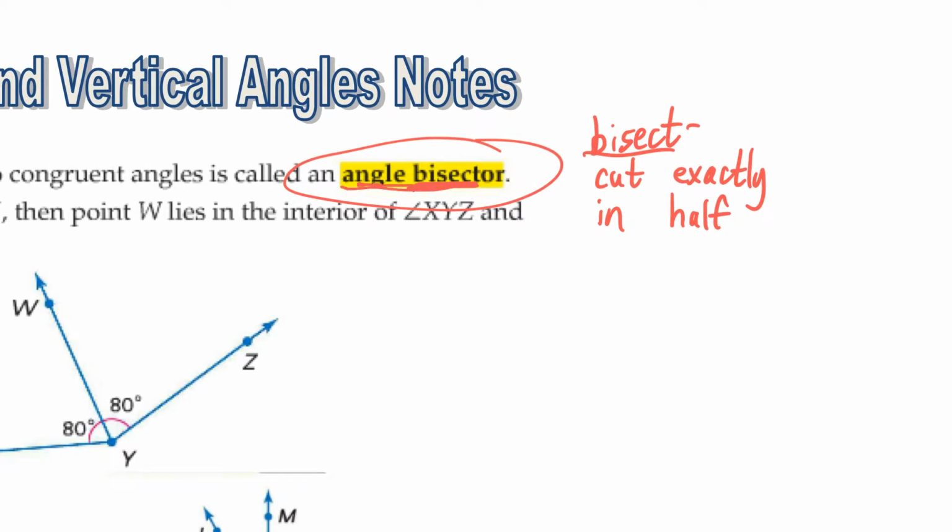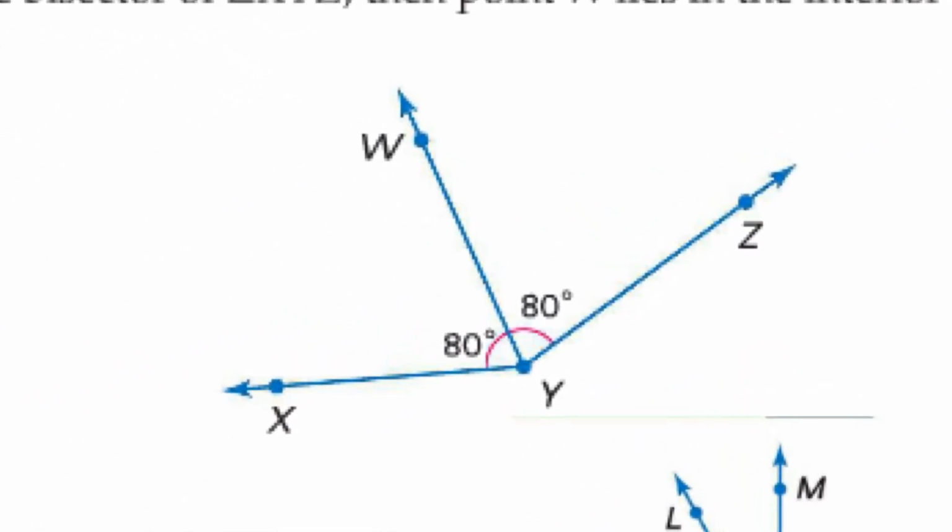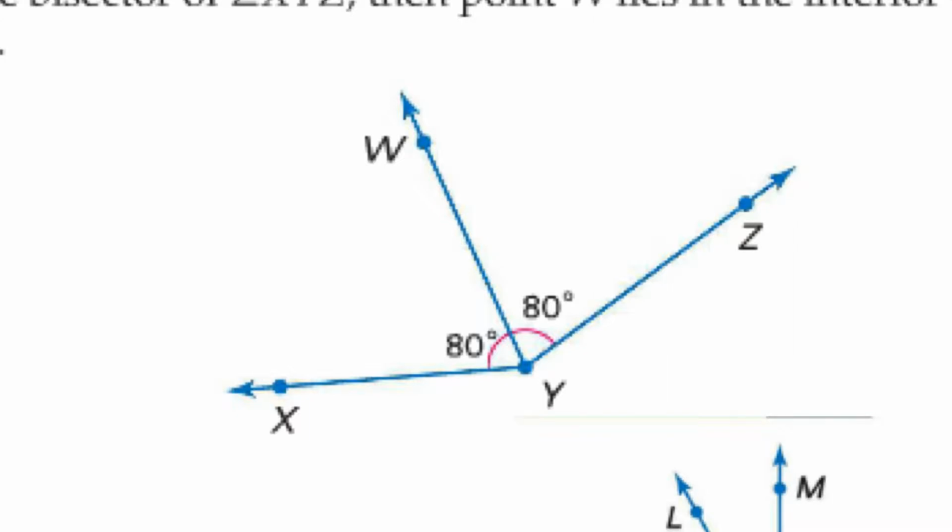So what do you think angle bisector means? Cut the angle in half. Good. Cuts an angle exactly in half. Okay? That's what it means. So as you look at this angle right here, and you have this bigger angle right here, that angle is cut exactly in half.